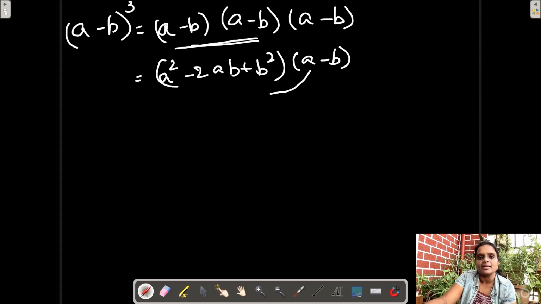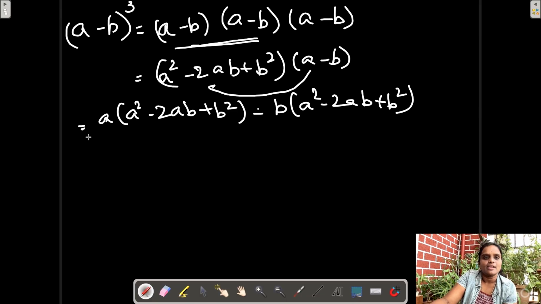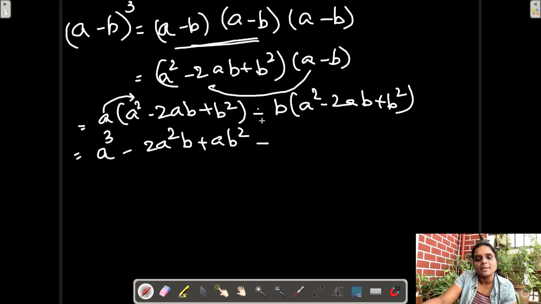Expand this bracket as I told you previously. Multiply a with the whole bracket. a into a square minus 2ab plus b square, minus b into a square minus 2ab plus b square. Now multiply a with all the bracket terms. a into a square is a cube, minus 2a square b, plus ab square. Now here you are multiplying with minus b, so the signs of the bracket change. Minus b into a square is minus ba square. Minus b into minus 2ab is plus 2ab square. Minus b into plus b square is minus b cube.